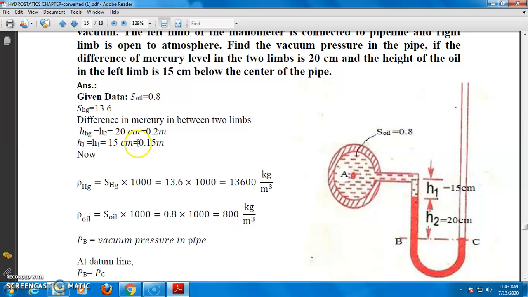Then you have to convert the specific gravity of the mercury to the density of that mercury. The question gives the specific gravity of the mercury as 13.6. Like you calculated the density of the oil, the same way we will calculate the density of the mercury. So the density of that mercury is equal to the specific gravity into 1000, that is 13.6 into 1000, which comes to 13,600 kg per meter cube.